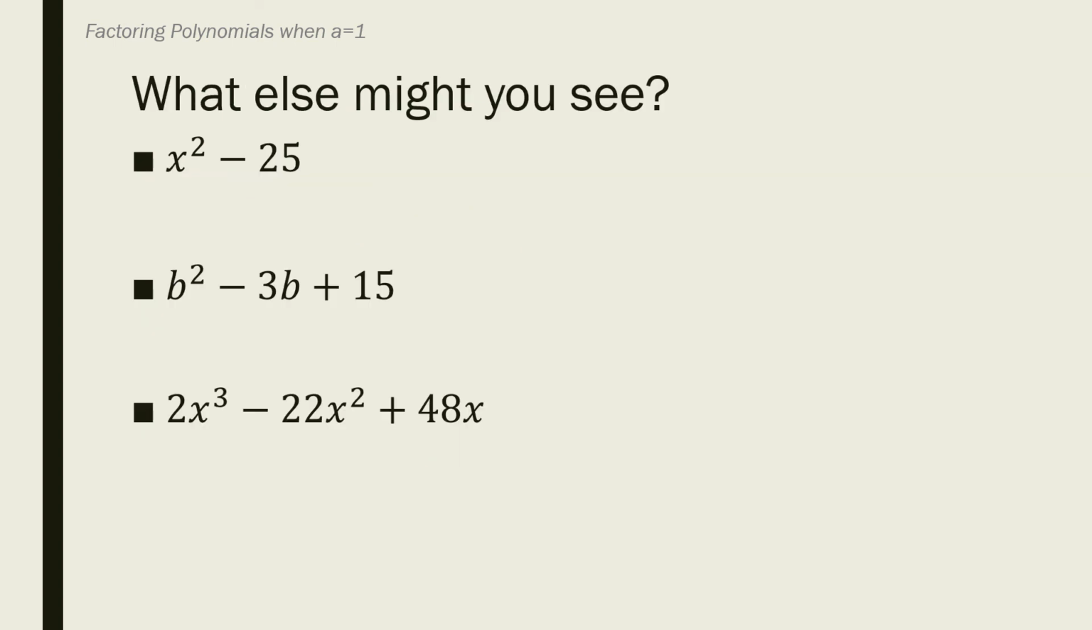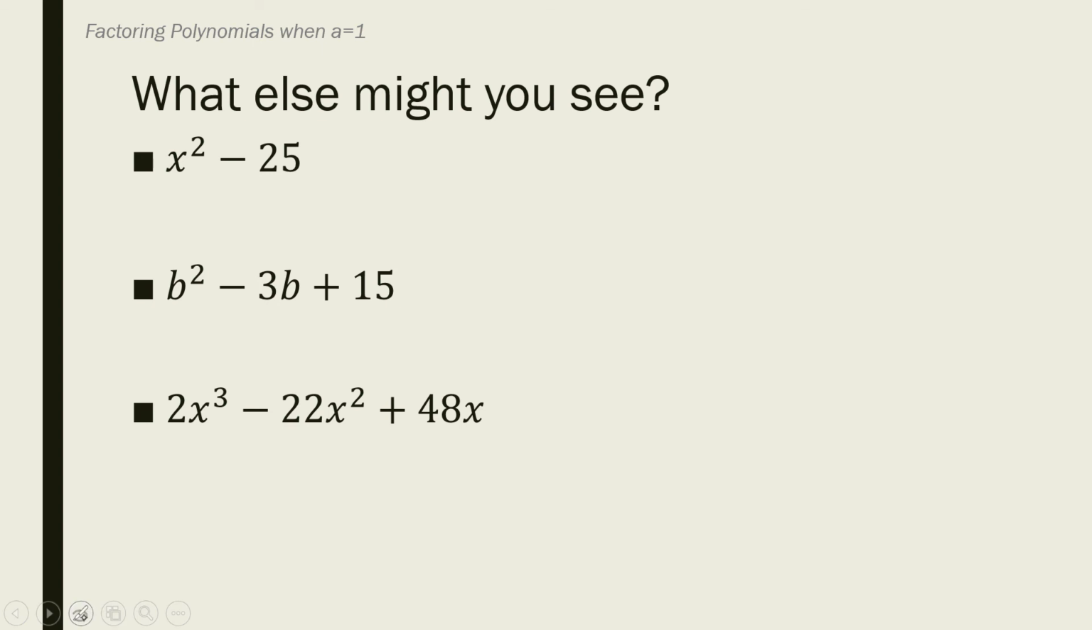So what else might you see? This one looks a little bit different. I said that we were factoring quadratic trinomials. Well, if you look at x squared minus 25, that's a quadratic binomial. So let's take a look at how we can still factor that one using this method.